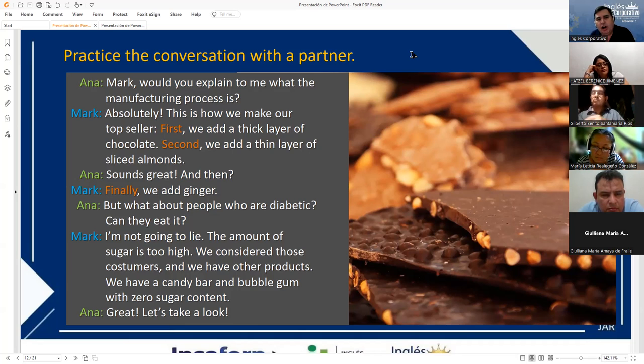Okay. Again, Mark, would you explain to me what the manufacturing process is? Absolutely. This is how we make our top seller. First, we add a thick layer of chocolate. Second, we add a thin layer of sliced almonds. Sounds great. And then finally, we add ginger. But what about people who are diabetic? Can they eat it? I'm not going to lie. The amount of sugar is too high. We consider those customers, and we have other products. We have a candy bar and bubble gum with zero sugar content. Great. Let's take a look.